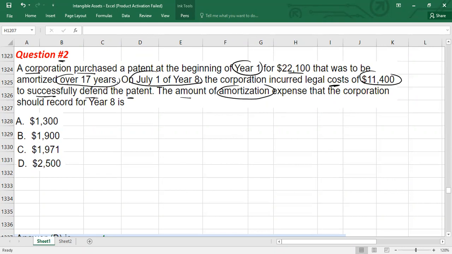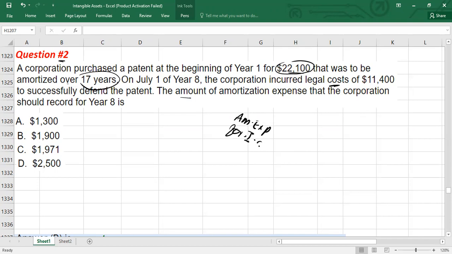Here we go, guys. First of all, because you now have two capitalized costs. The first capitalized cost is in year 1, which is 22,100, and useful life is 17 years. So first of all, you need to calculate the amortization expense for the initial cost. Initial cost is how much? 22,100. Residual value is not given, so it will be 0.